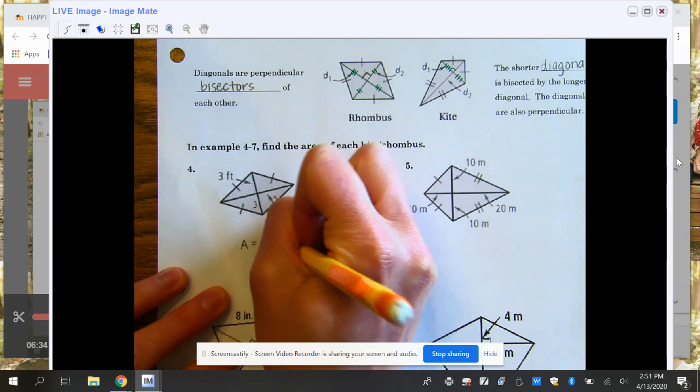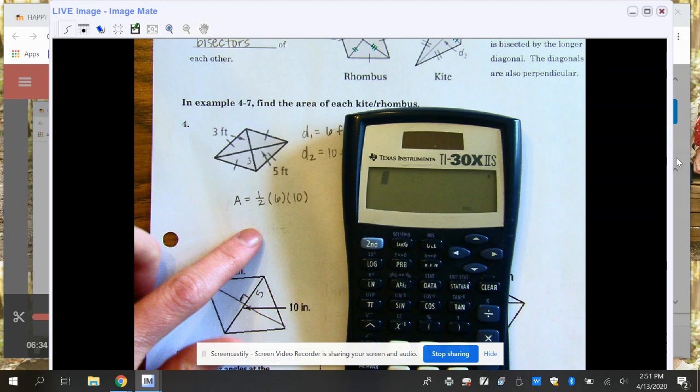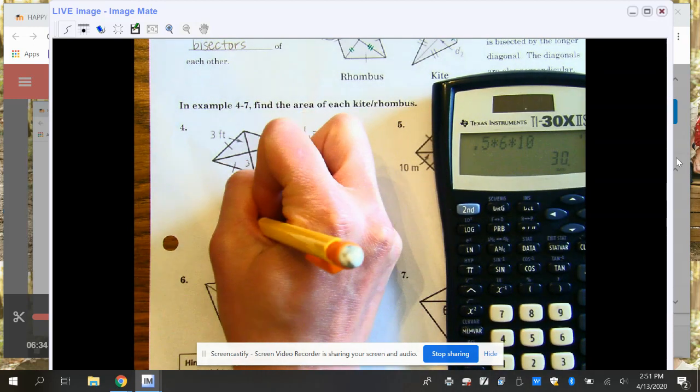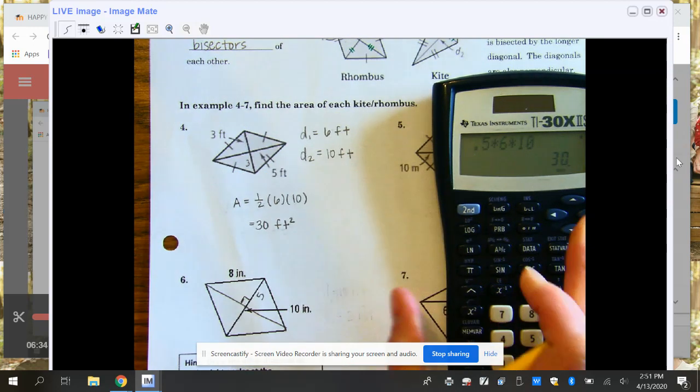So the area is going to be 1/2 times 6 times 10. And then we are off to the races. So we're going to get 30 feet squared. Okay.